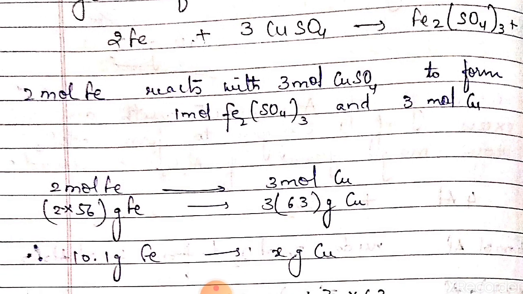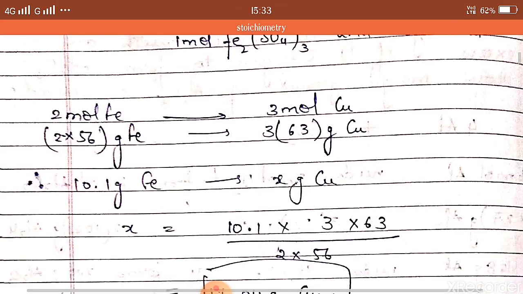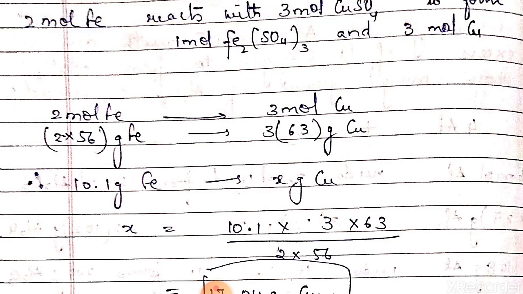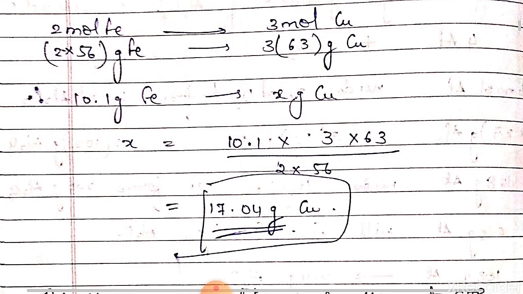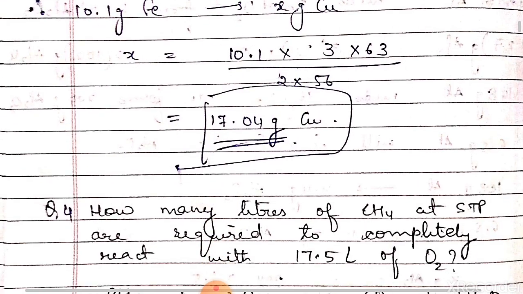2 mole of Fe is equal to 2 into 56 gram Fe, because the atomic mass of Fe is 56. 1 mole of copper has an atomic mass 63 grams, so 3 mole is 3 into 63 gram. So 2 into 56 gram Fe produces 3 into 63 gram of copper, so 10.1 gram Fe will produce X gram. So what is this X? 10.1 into 3 into 63 divided by 2 into 56, that is 17.04 gram of copper.